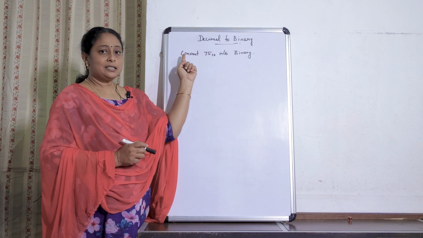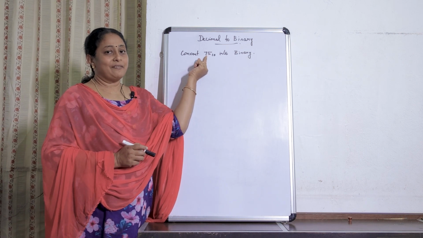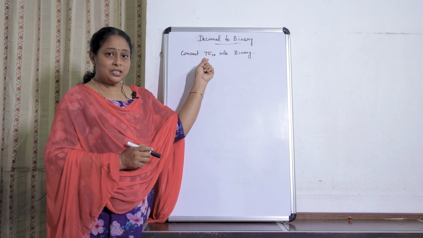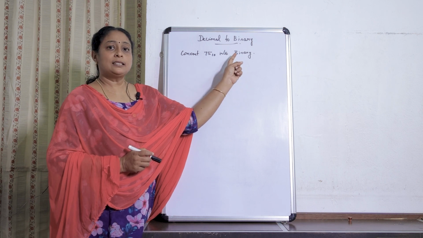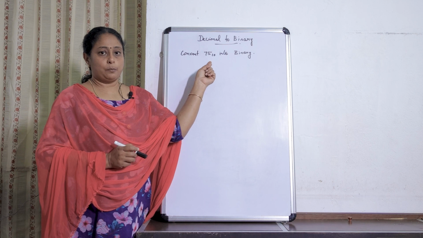So the question is: convert 75 to the base 10 into binary. Because it is base 10, 75 is a decimal number. So what is the method? Division. And with what number should we divide the 75? It is to divide by 2, because the base of binary is 2. That is the reason the method is repeated division by 2.